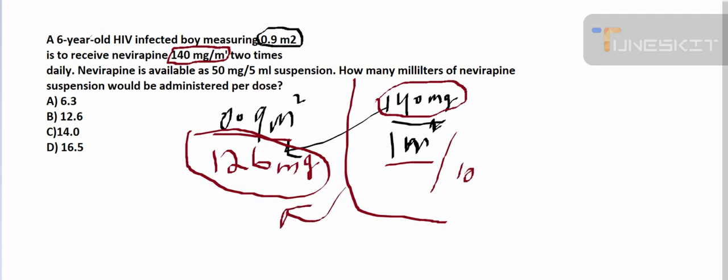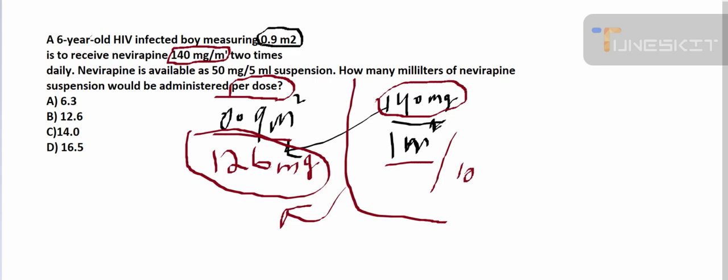Okay, move next. So he is taking it 2 times daily, but he has asked per dose. So for per dose, you don't have to multiply it with 2 times, because suppose he asked the answer for the whole day, in that case you have to calculate the dose of the complete day. You have to multiply this 140 into 2 times, but in this calculation he has just asked about per dose, so we will not multiply it with 2 times.